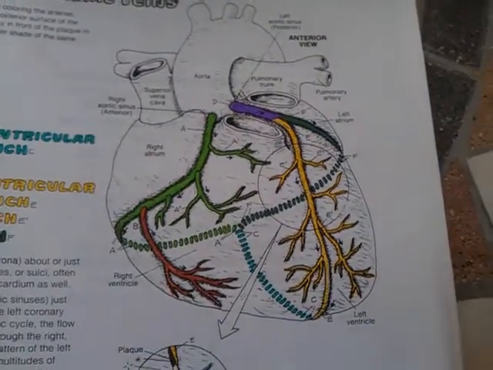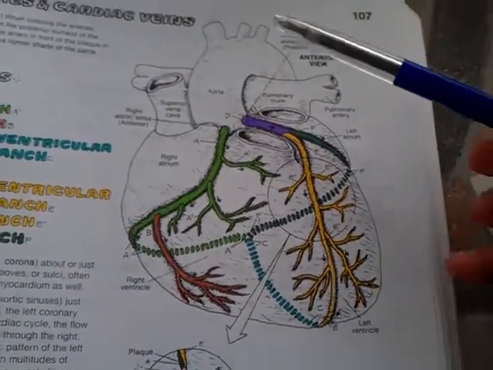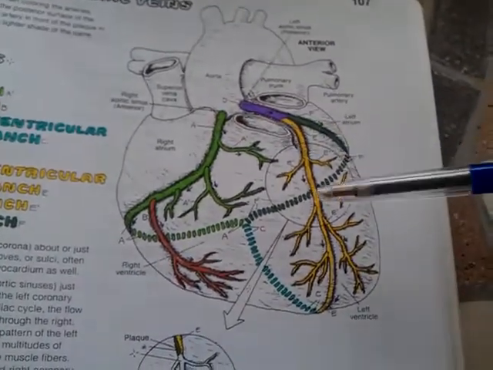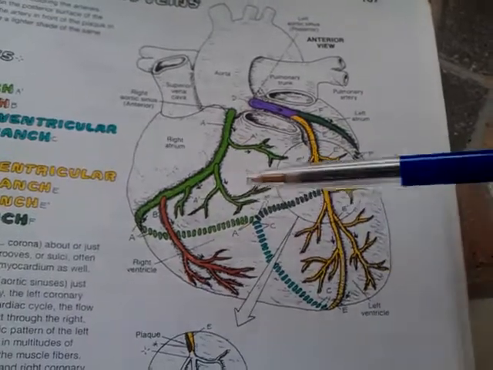Question 81, vessels of the heart. This is the anterior view of the heart. We have the right atrium, left ventricle, right ventricle.